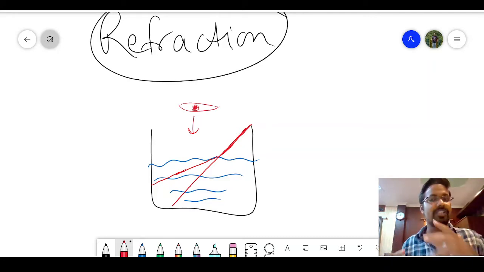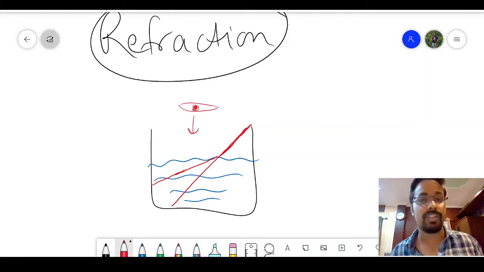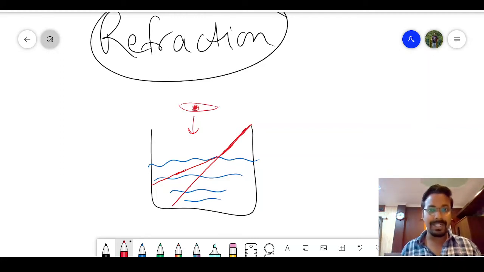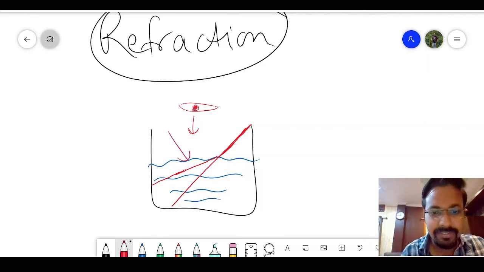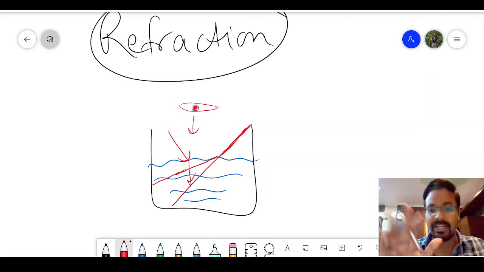Why does this elevation occur? This is because of refraction of light. Here the light rays are not coming directly into your eyes in a straight line. Whenever light encounters a different medium, it bends. And we are going to see why this happens and how these things work in refraction of light.